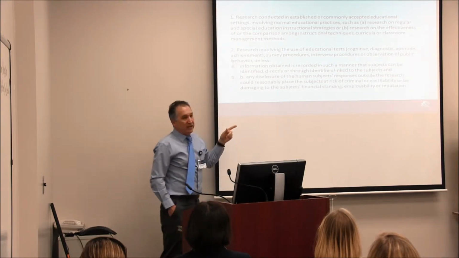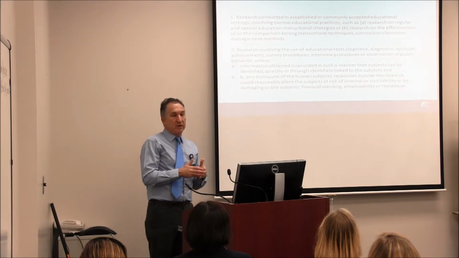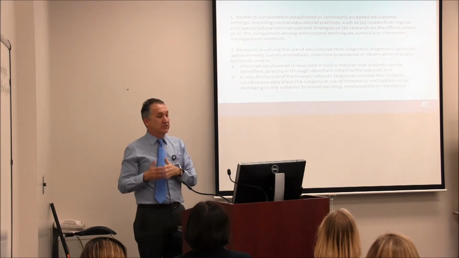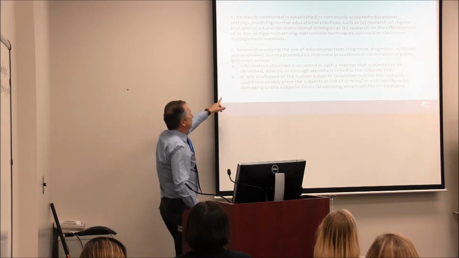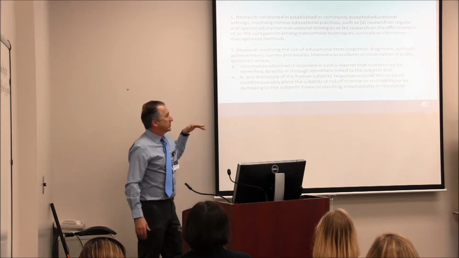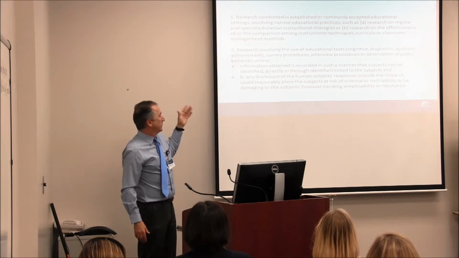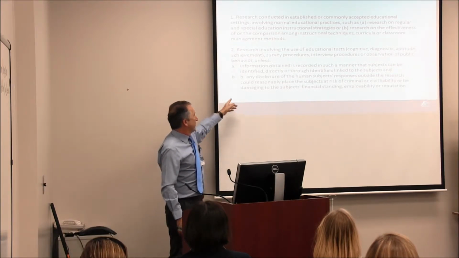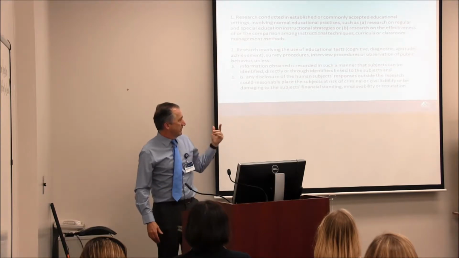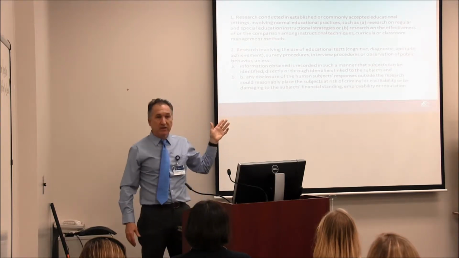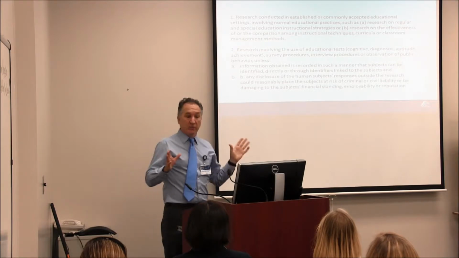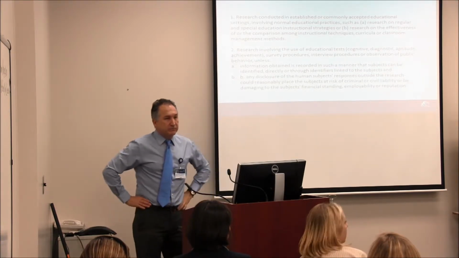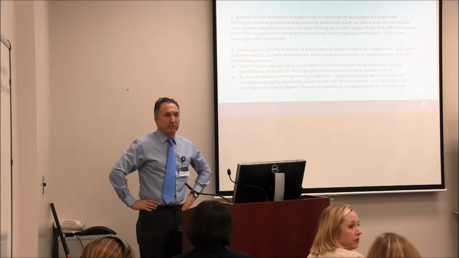unless the information obtained is recorded in such a manner that subjects can be identified directly or through identifiers linked to the subject, or, this last one, any disclosure of the human subject's responses outside the research could reasonably place the subjects at risk for criminal or civil liability or be damaging to the subject's financial standing, employment, or reputation. So don't you make the decision; the IRB will make this decision. Can I just comment on that briefly? Yep. So exemption is something the IRB needs to make that determination on, not the investigator.